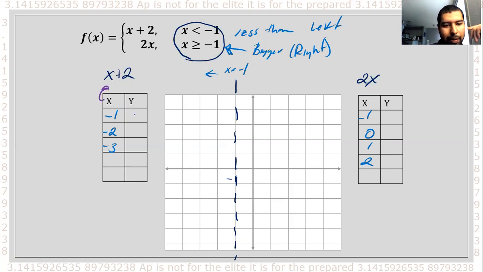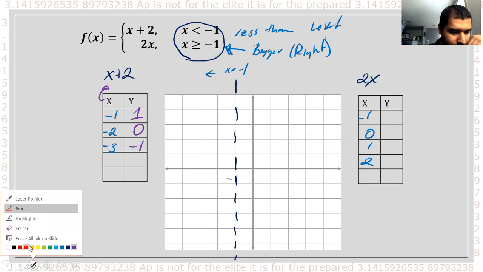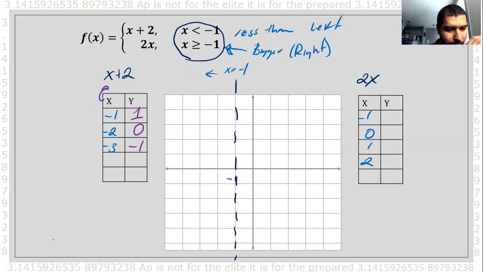So -1 plus 2, that is 1. -2 plus 2, that's 0. And -3 plus 2, that is -1. So now you have x, y values, just plot them. I'm going to go ahead and do this function with green. So x plus 2. I got a point right here, -1 and 1.